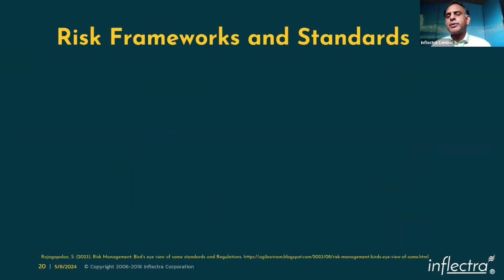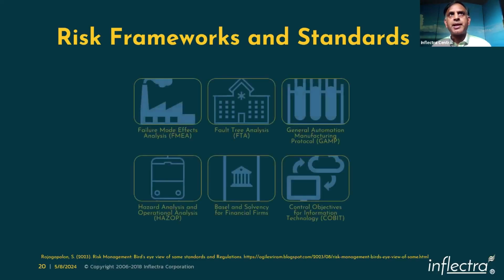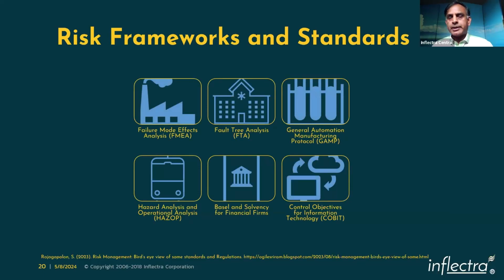Right. So what are some of the risk frameworks that exist? Again, I want to call out that I'm not calling out all the different potential risk standards here. So there is failure mode effect analysis, which I talked about. Most often, this is in the supply chain and manufacturing industry. It can also apply in a healthcare domain. The fault tree analysis is another one that applies in aerospace, chemical, nuclear, automobile, in those kinds of areas. The General Automation Manufacturing Protocol, GAMP, is extremely applicable in the medical devices and pharmaceutical space. The HAZOP analysis applies in the food industry.